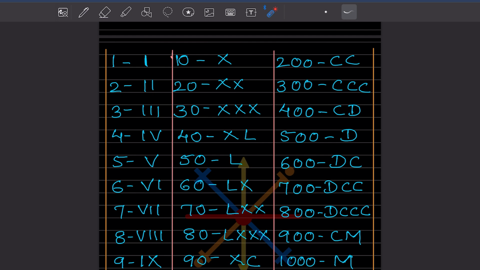Again I have written 10 over here because I wanted to write from 10 to 100 to show it to you, so don't worry about it. Now 10 is X, 20 is XX, 30 is XXX. Again we cannot write 40 as XXXX, because we cannot repeat more than 3 times. So this is XL, 50 is L, LX means 60, LXX means 70, LXXX means 80.